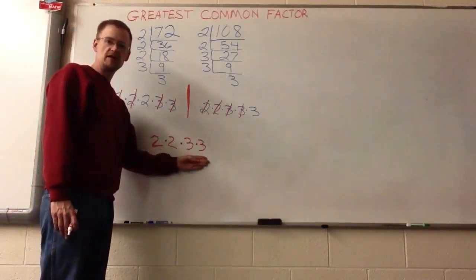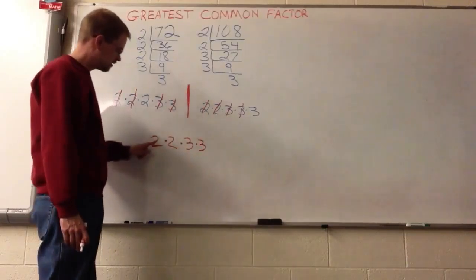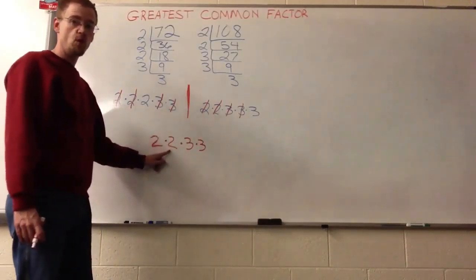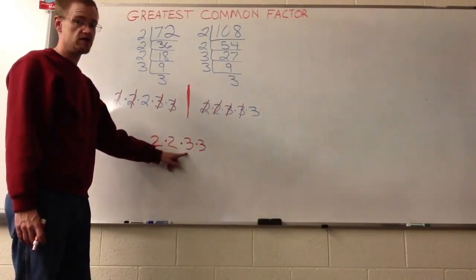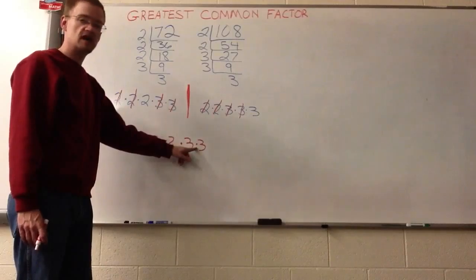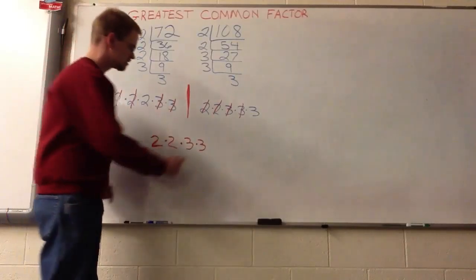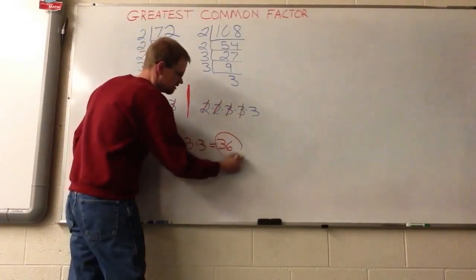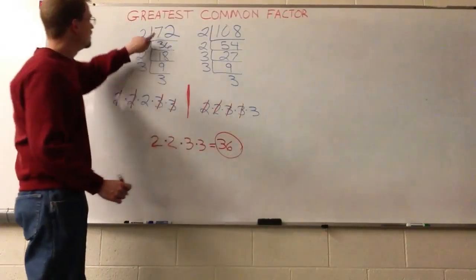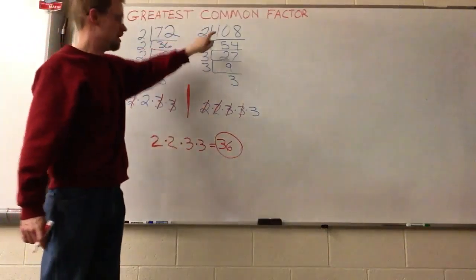If we multiply these numbers together, it will give us our greatest common factor. 2 times 2 is 4. 4 times 3 is 12. 12 times 3 is 36. 36 is the greatest common factor of 72 and 108.